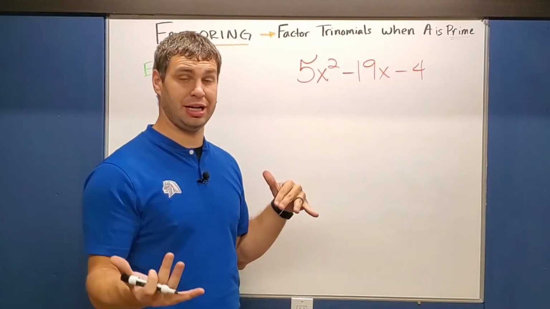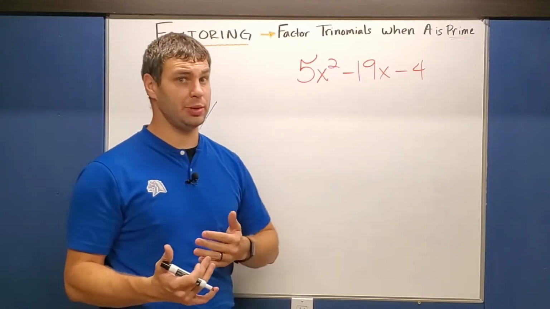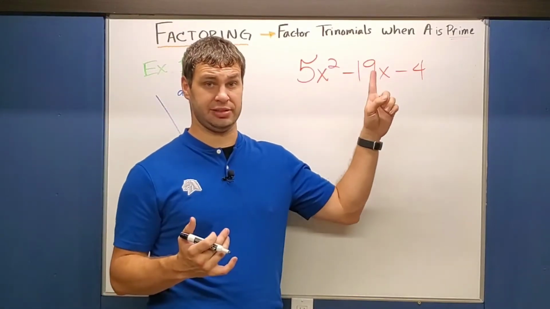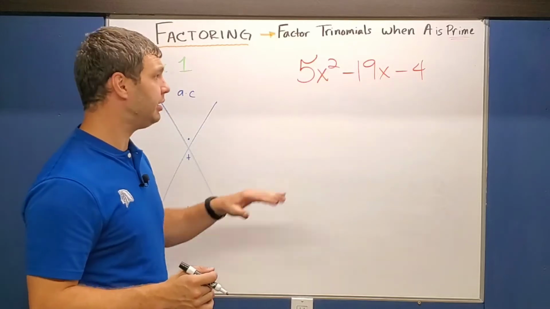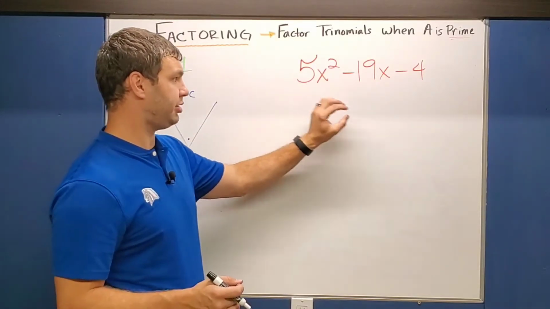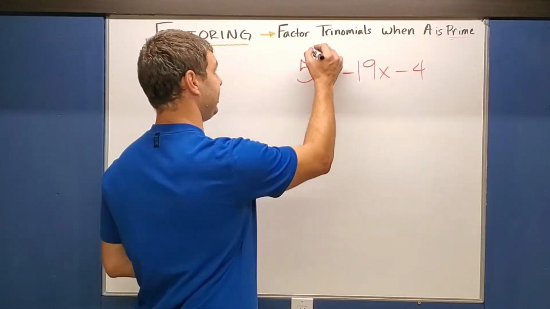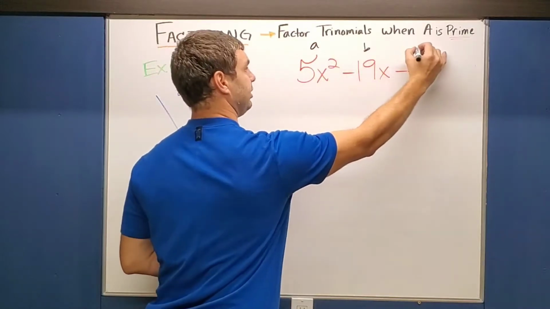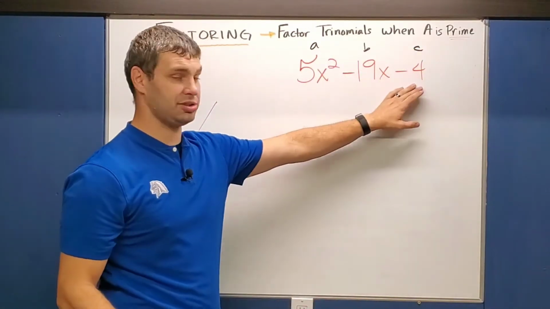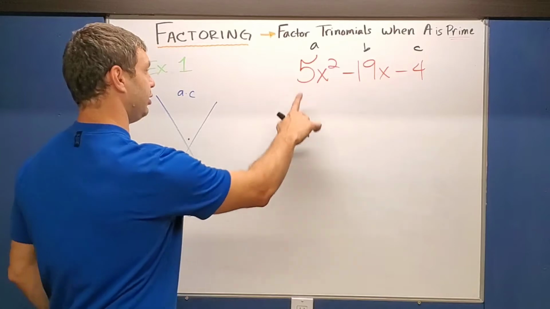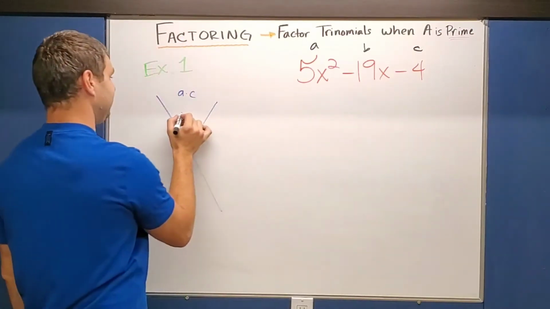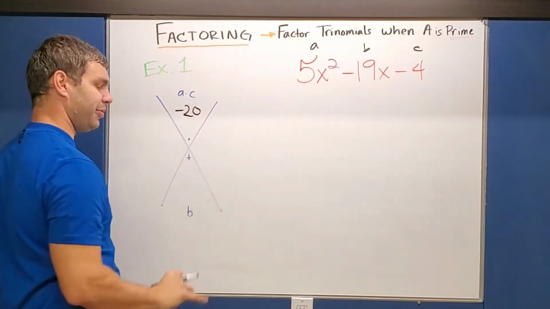With our first example here, the way we go about factoring these trinomials when our A term is a prime number is very similar to what we did when our A term was 1. There's a link to that video right here if you need that. But what we're going to do is take our A term and our C term. Remember, this is A, B, and C. We're going to take our A term times our C term for just those coefficients. So 5 times -4 is -20. We're going to put that at the top of this graphic organizer.